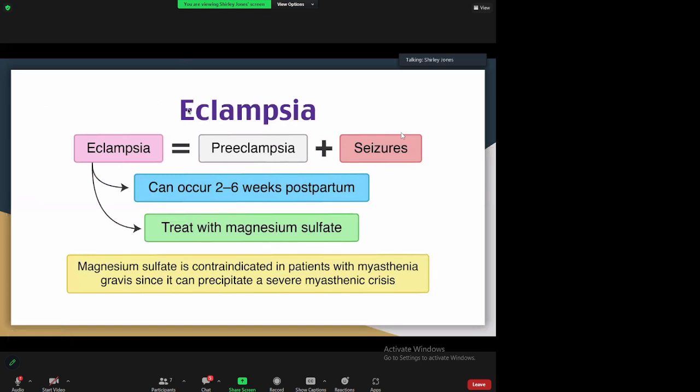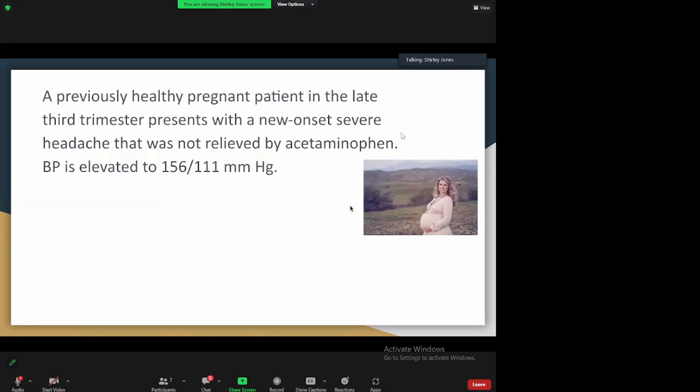Our definition of eclampsia is going to be preeclampsia, so elevated blood pressure plus proteinuria or end organ damage, plus a seizure. Again, it can occur up to 6 weeks postpartum, and then we'll talk about the treatment later.